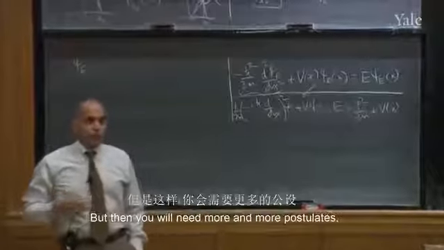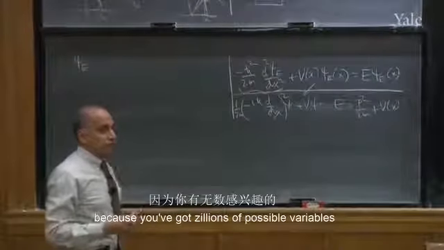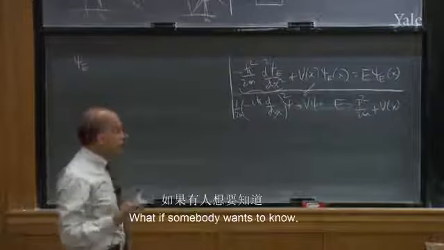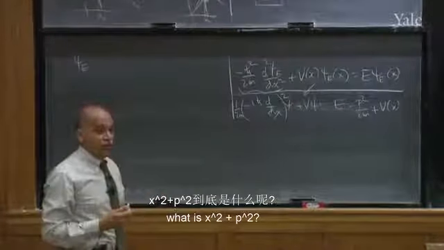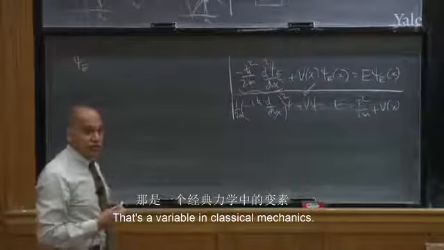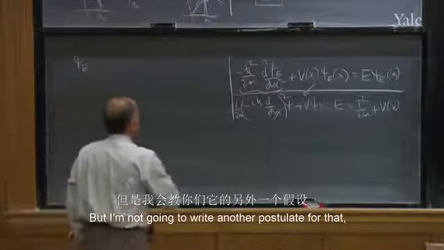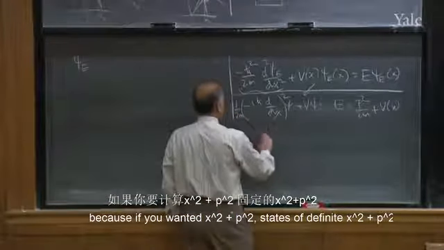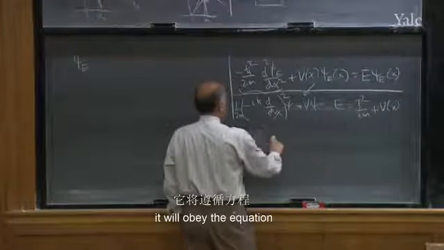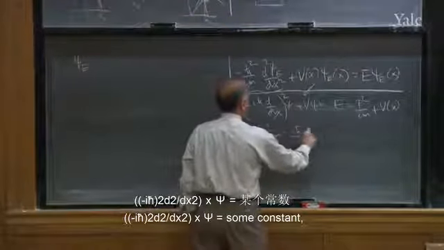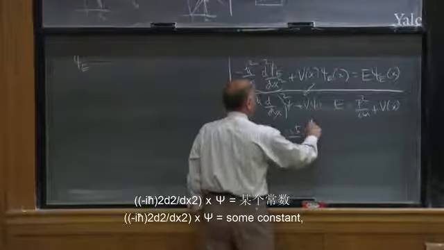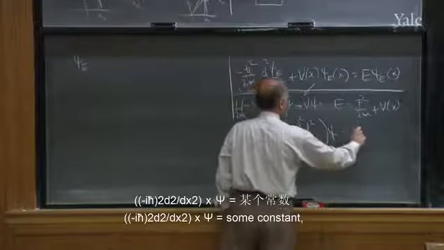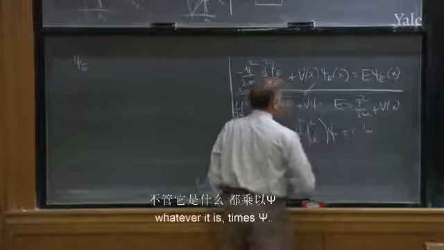But then you will need more and more postulates because you've got zillions of possible variables you're interested in. What if somebody wants to know what is x squared plus p squared? That's a variable in classical mechanics. But I'm not going to write another postulate for that, because if you wanted x squared plus p squared, states of definite x squared plus p squared will obey the equation minus i h bar d2 over dx squared times psi is equal to some constant, whatever it is, times psi.